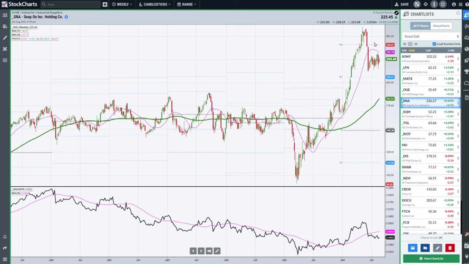And maybe this needs to actually have a little bit more of a complex pullback. We have a down move and now a rally. If we make a lower low, then we've got that ABC, and it allows time for the two 18s to actually catch up with one another, close the gap a little bit.